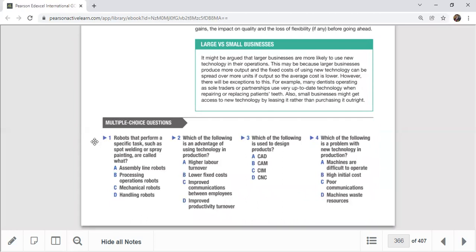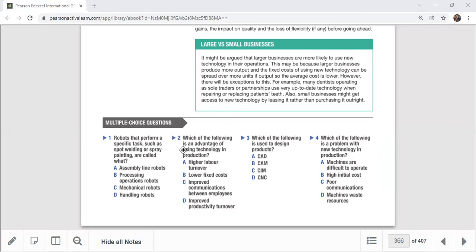First one: robots that can perform a specific task such as spot welding and spray painting are called assembly line robots, process operation robots, mechanical robots, or handling robots. Yes, I got correct answers. The correct answer is B, right? That's called the process operation robot.